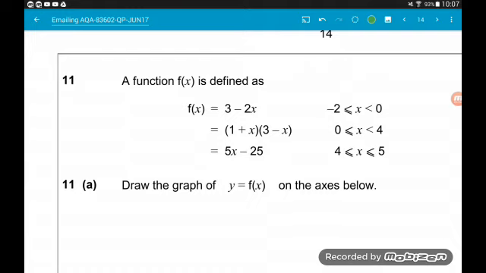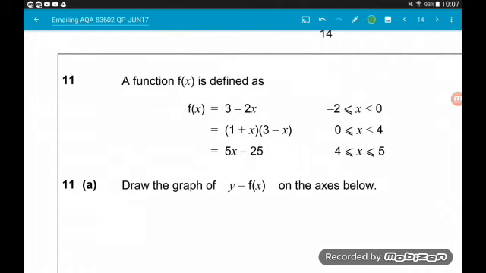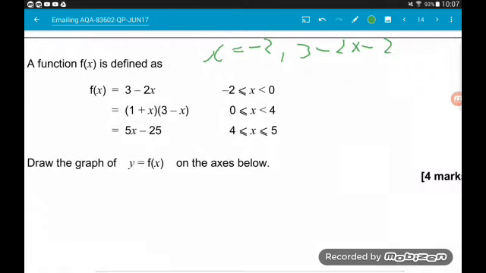So, first of all, if x equals minus 2, then we've got 3 minus 2 times minus 2, which is 3 add 4, we get f of x equals 7. So there's one coordinate we want to plot, minus 2, 7.